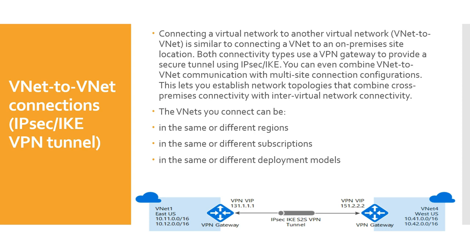You can even combine VNet to VNet communication with multi-site connection configurations. This lets you establish network topologies that combine cross-premises connectivity with inter-virtual network connectivity. The VNets you connect can be in the same or different regions. They can be in the same or different subscriptions. They can use the same or different deployment models, and if they are in different regions, they can be in a different resource group as well.